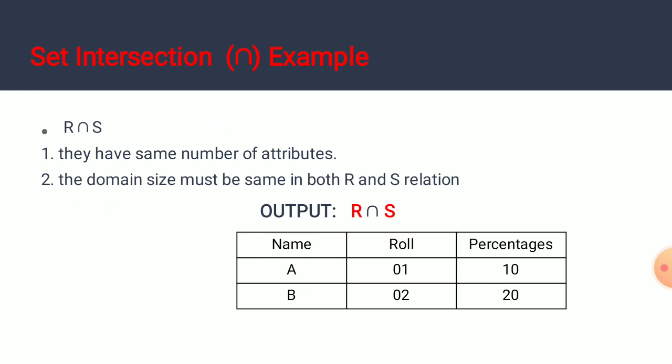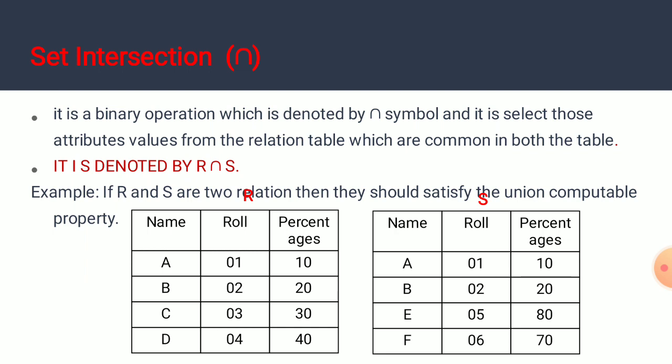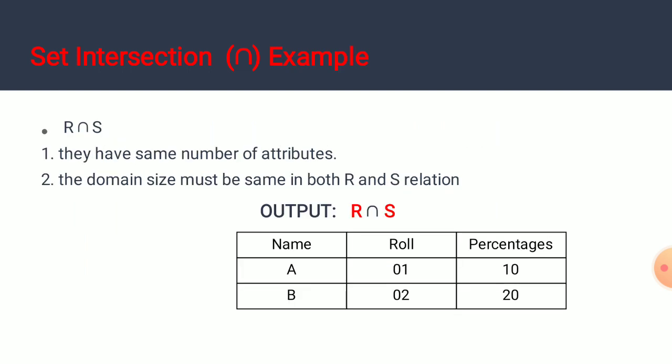For the R intersection S, they have the same number of attributes and the domain size must be the same in both R and S. So if we apply intersection between R and S, only the common tuples in both relations R and S are the output. Here row 1 and row 2 have the same domain values, so the output is R intersection S with the three attributes, but only what is common is represented as the result of the intersection operation.